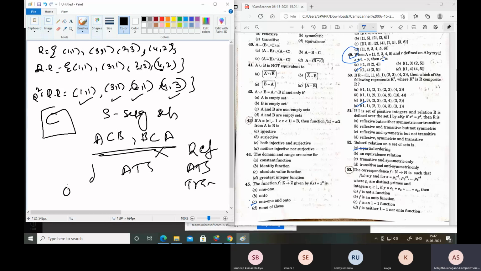Why? Because if A is a subset of B, automatically this is a subset of B. But this B is not a subset of A. So every element is a subset of or equal to A. So this is the reflexive property, this is the antisymmetric, this is the transitive. So the subset relation on any set of sets satisfies the partial order relation.